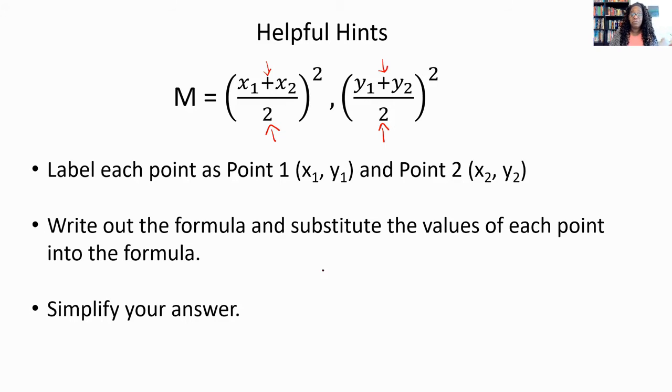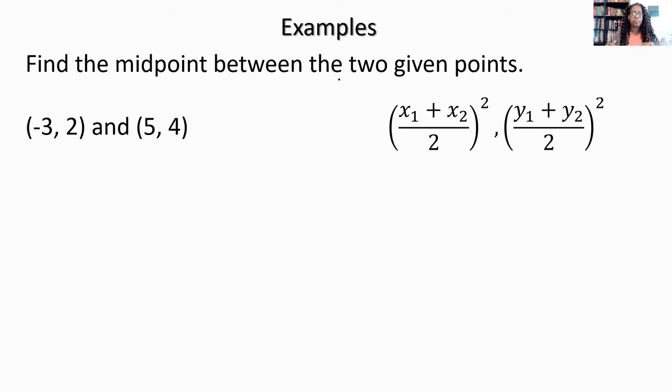So helpful hint, just like we did before, you want to label your points, your x sub 1, your y sub 1, your x sub 2, and your y sub 2. And then you're going to plug it into this formula. Now notice, there's no square roots. What we're trying to find is the coordinate that is the exact middle of whatever that segment is. So that's the whole point of all this. So let's show through example.